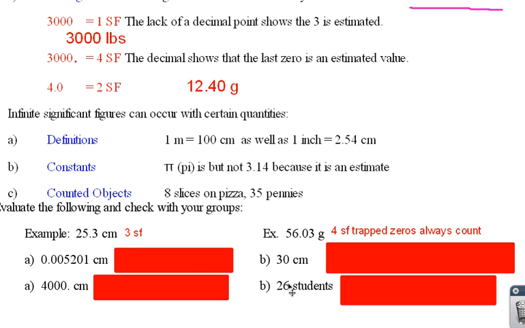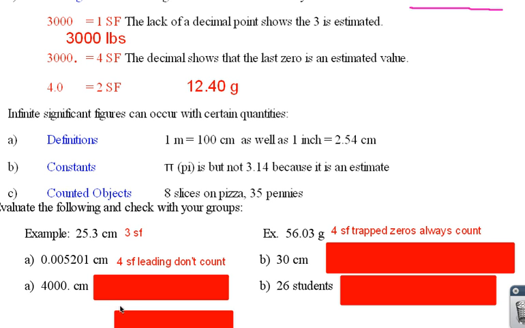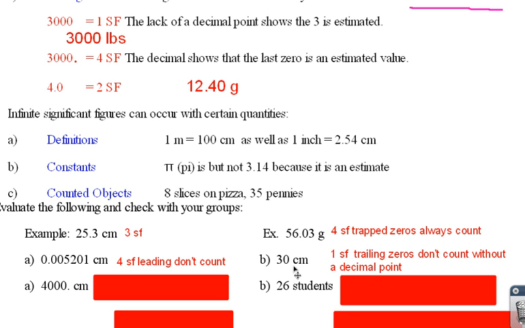Okay, hopefully you've taken time to share with people around you and you've evaluated these 4 numbers. The first one has leading zeros, which are not counted, followed by 4 values. So those are 4 significant figures because the leading ones don't count. This number here, 30 without a decimal, is only going to have one significant figure. There's no decimal, so only the 3 is counted as being significant. And even that's a guess, because there's only one value.